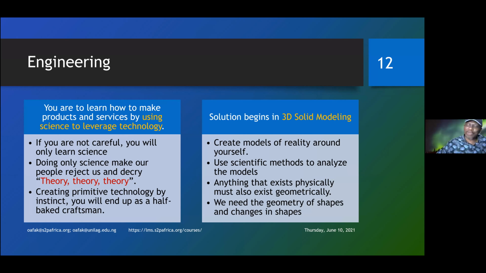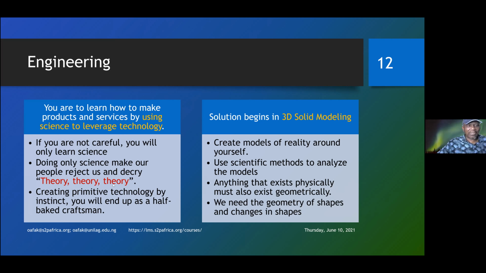Let science not make people reject us and decry our theory. When you talk in society and say you are from the university, they say theory. What they are saying is that you have not moved your science far enough to let them see products that you can make. And that is the challenge I'm giving you at this early stage in your training. Make up your mind that you are going to go beyond theory. Now, if you think that means you will not learn theory, think again.